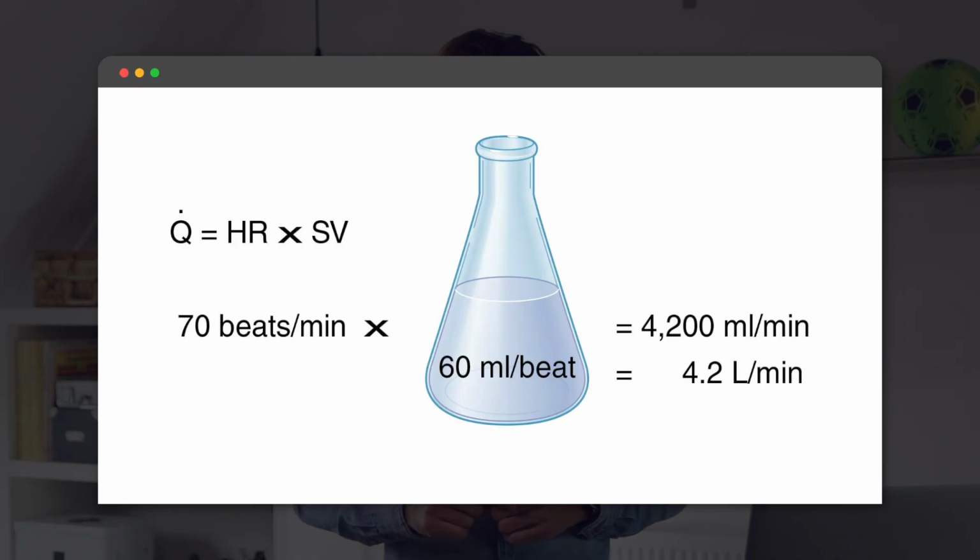Let's dissect this equation and separate each of these components and see how they can be measured and how they can be regulated. Cardiac output is the product of stroke volume and heart rate. You simply multiply the number of beats per minute by the amount of blood pumped out per beat. Just make sure you use the correct units.